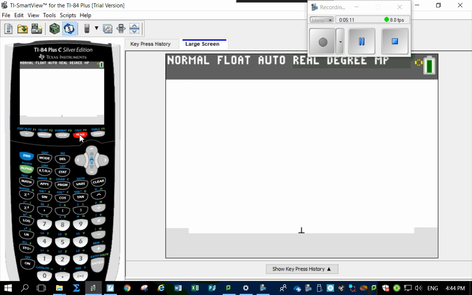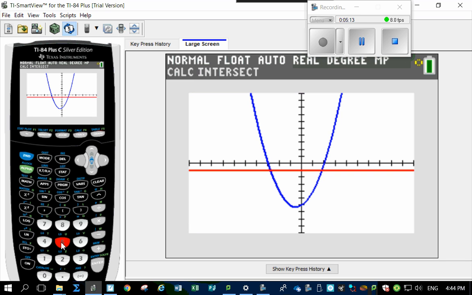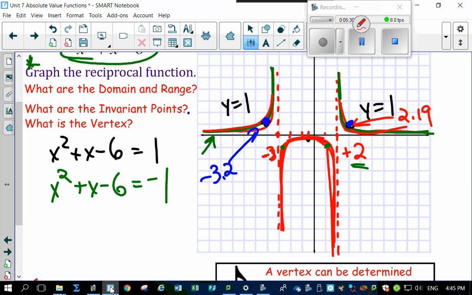Second calc, find the intersect 5, which is going to be here. Okay, here it goes. There we go. Enter, enter, enter. We find that value at 1.79. So 1.8, that's close enough. So this point here is at 1.8.